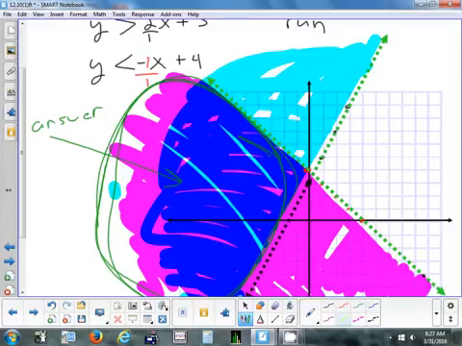Okay, so your answer is a picture. It's that whole area where they overlap. Right? So it's not the top, it's not the bottom, it's not the right, it's the overlap. And that's it. Okay. Any question on that?